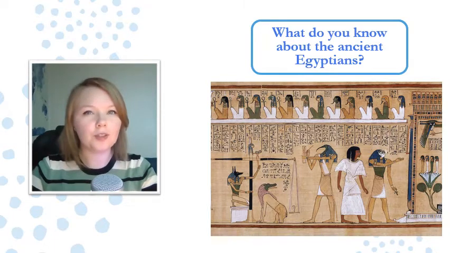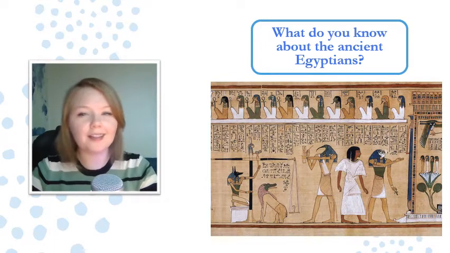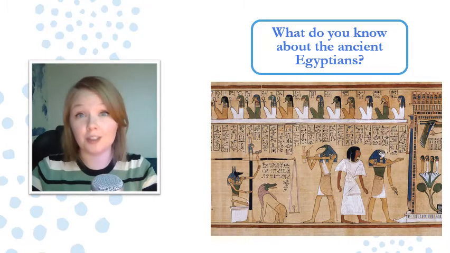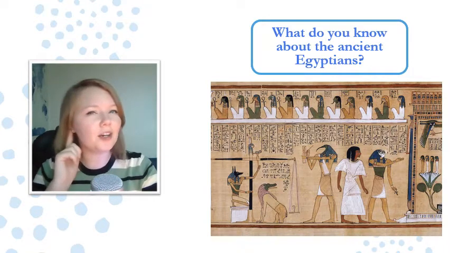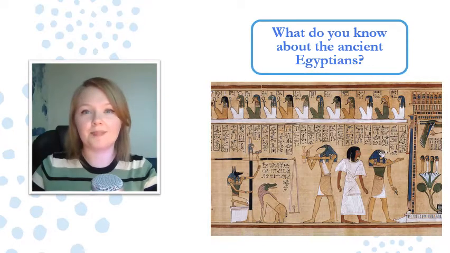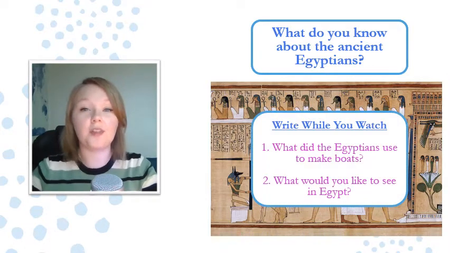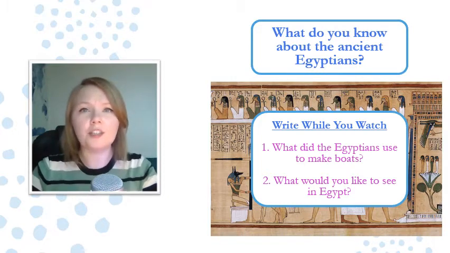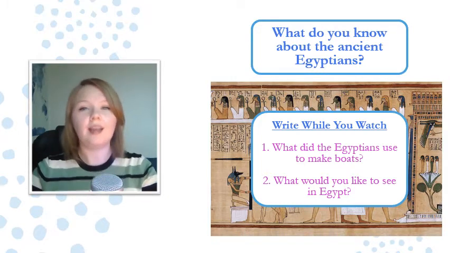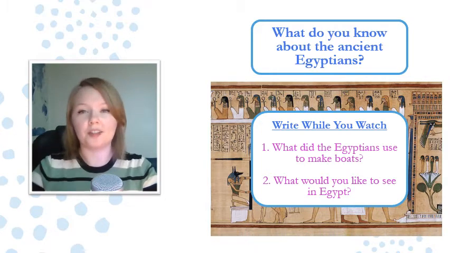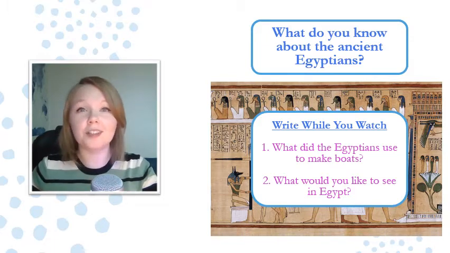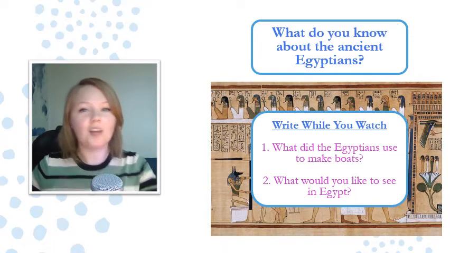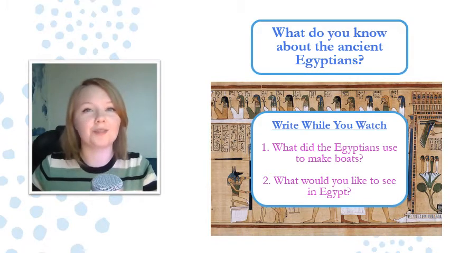First, today we're going to watch a short video that shows us a little bit of information about ancient Egyptians. Please listen carefully for how they talk about the past. And as we listen, try to answer these 2 questions in your notebook. Number 1 is a fact listening question. What did the Egyptians use to make boats? And number 2 is an opinion question. What would you like to see in Egypt? Let's go ahead and watch this interesting video about Egypt. Remember to answer the questions as you watch.